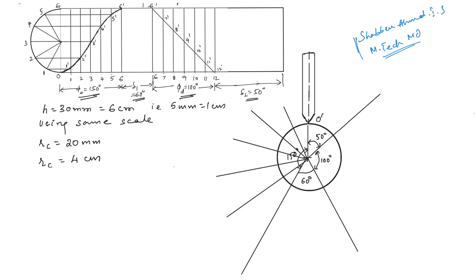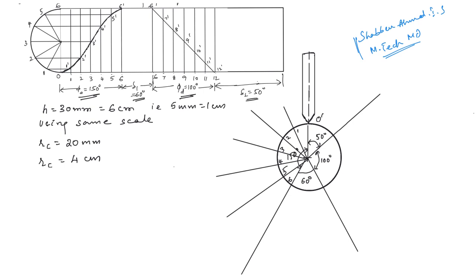Now you mark the numbers. In the displacement diagram we had 1, 2, 3, 4, 5, 6 at the bottom. So in the cam profile diagram you mark those numbers here as 1, 2, 3, 4, 5 and 6 on the base circle.